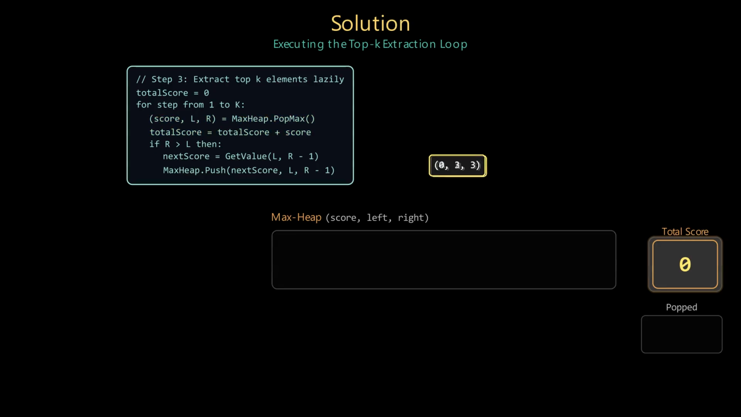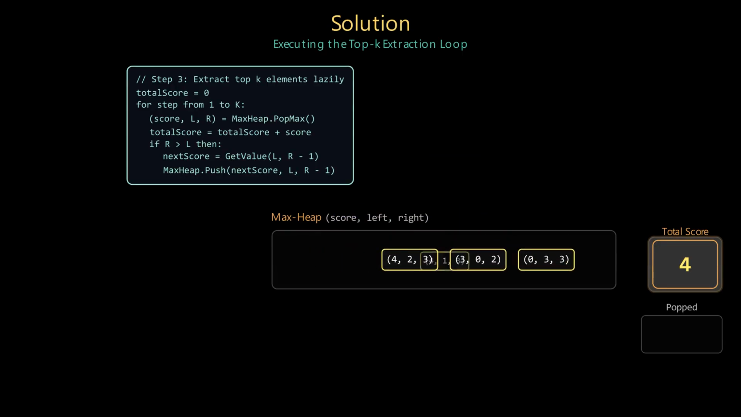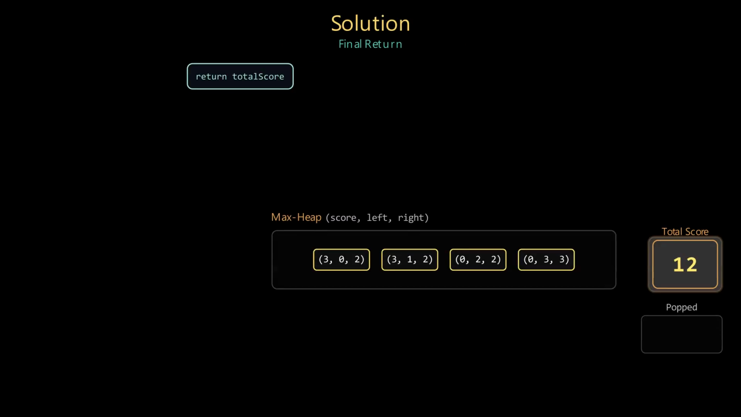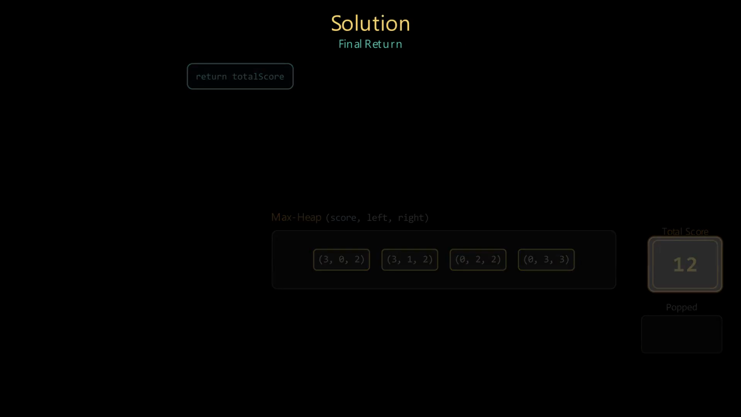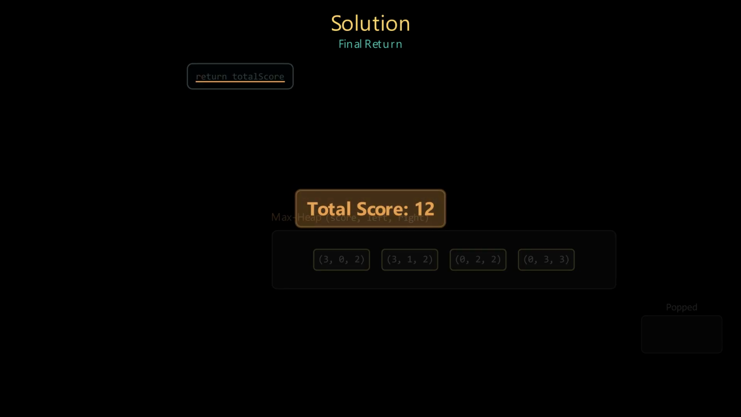In each iteration, we pop the highest scoring element off the top of the heap and add its score directly to our running total. Then, if the window has room to shrink, we calculate the score for the next narrower interval, from L to R minus 1, and push that alternative configuration right back into the heap. Once the loop has completed all k extractions, the remaining items are left untouched in the queue, and we return the finalized accumulated total score.